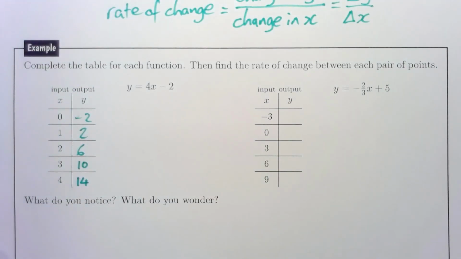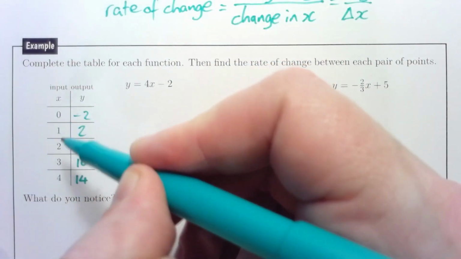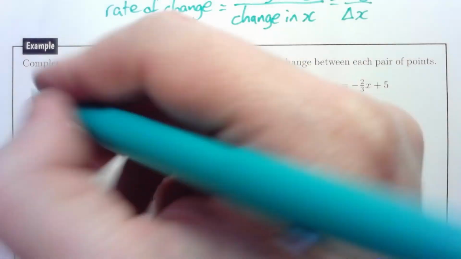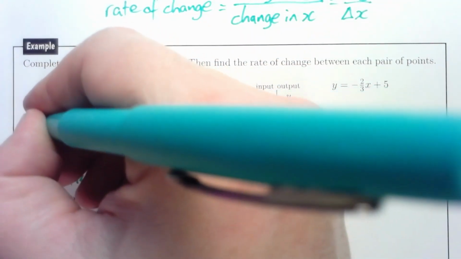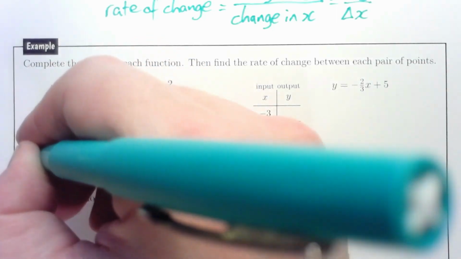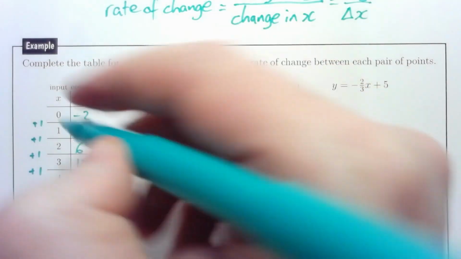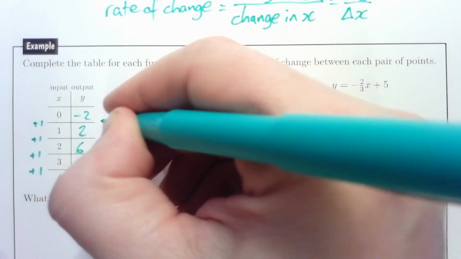Now let's look at our changes here. Remember, this is x, so we want to look at how x changes going from number to number. From 0 to 1, we add 1. From 1 to 2, we add 1, and then we add 1, and then we add 1. If we look at our y values, what we're doing is adding 4 each time.